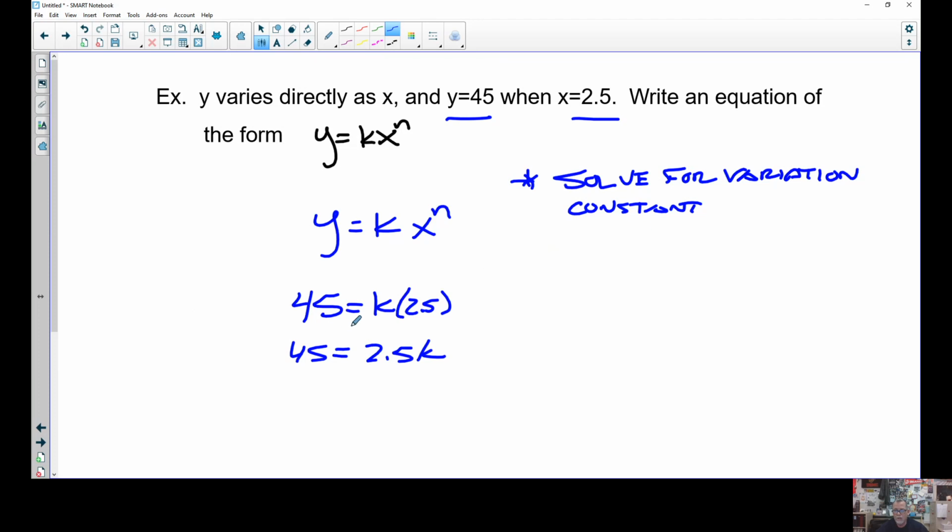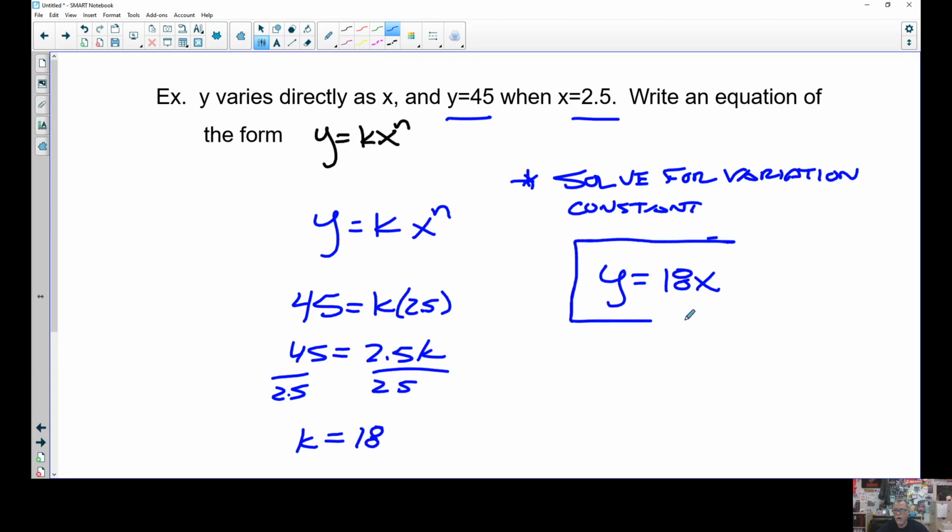All right, so I need to solve this first. So I'm going to divide both sides by 2.5. And I get k equals, let's see, 45 divided by 2.5, that's 18. So k equals 18. And that means our answer for this would be y equals 18x. And that's it. That is our equation. It says write an equation of this form. That is an equation of this form.